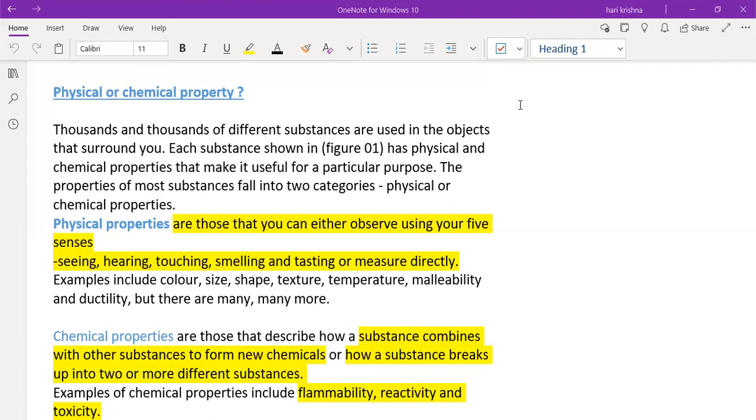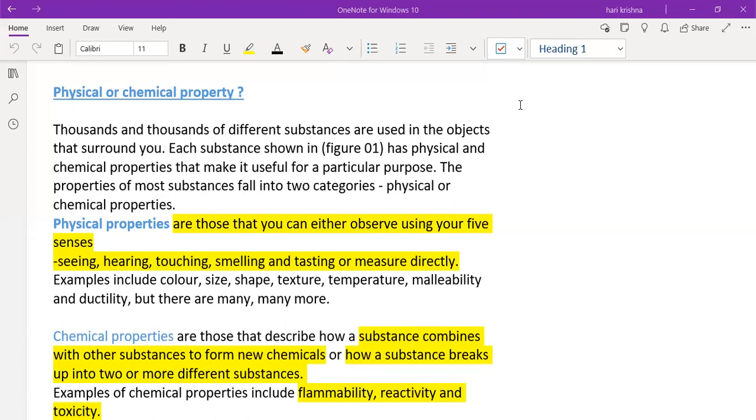Then what are the physical properties here? Those properties which we can observe by using five senses: seeing, hearing, touching, smelling, and tasting. Or whichever property we can measure directly, those are called physical properties.